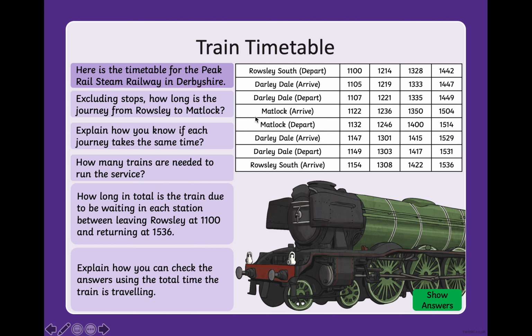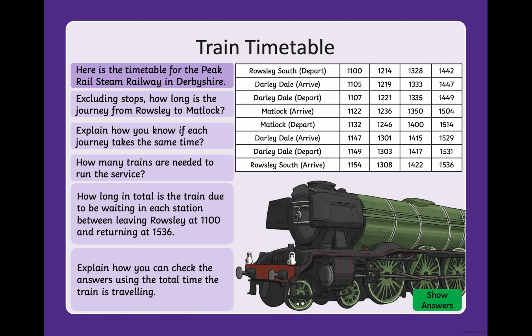It took it 20 minutes, and it shows like this. So you can either calculate it that way, or you can say 11 to 11:22, that's 22 minutes. The stop is 2 minutes, so you subtract 2 from the 22, and it will be 20 minutes. And that's the time it took from Roseley to Matlock.